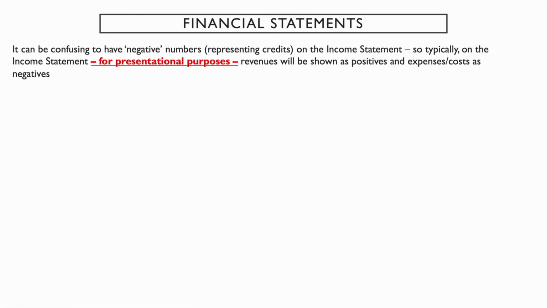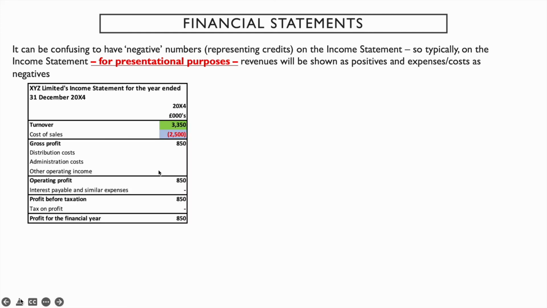As I said, it can be confusing to have negative numbers in the income statement as I've set out. So for presentational purposes only, revenues will be shown as positive, and expenses and costs will be shown as negatives. If we look at our income statement now, where we are pulling together a set of financial statements, we deviate away from credits and debits. We want to show that turnover is positive. So revenues being shown as positives and expenses as negatives is the final step in preparing financial statements, just so it's more intuitive. As a result of this transaction, we had a profit of £850, so it makes more sense to have that as a positive. So when we're constructing our financial statements, bear in mind that we don't want our sales or turnover as a negative figure.